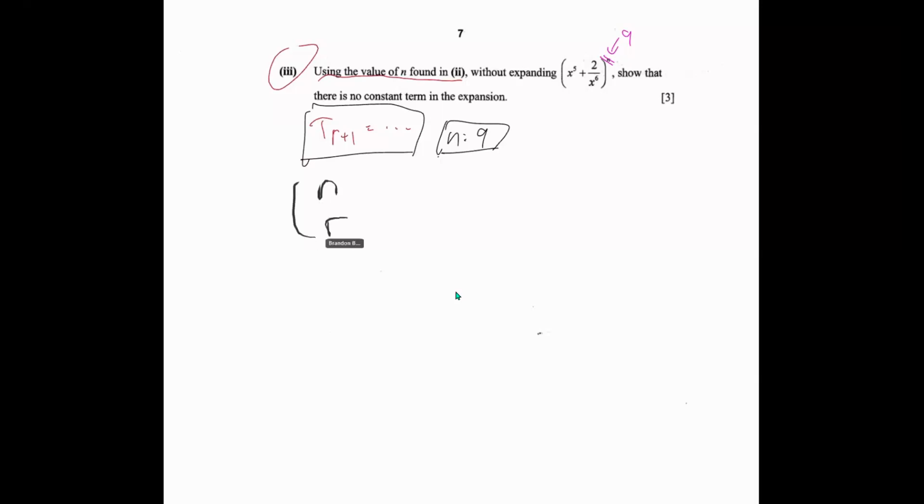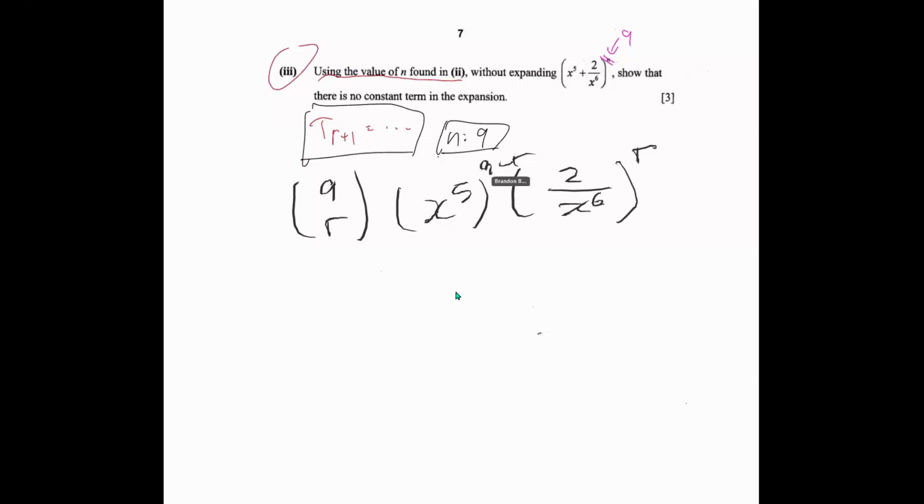T r plus 1, isn't that n choose r? Then the first term, the power of n, then the second term, are you sure it's the n? n minus r. Much better. Then to the power of r. Very, very good. Then n is 9. Right? n is 9. Okay, then show that there's no constant term.